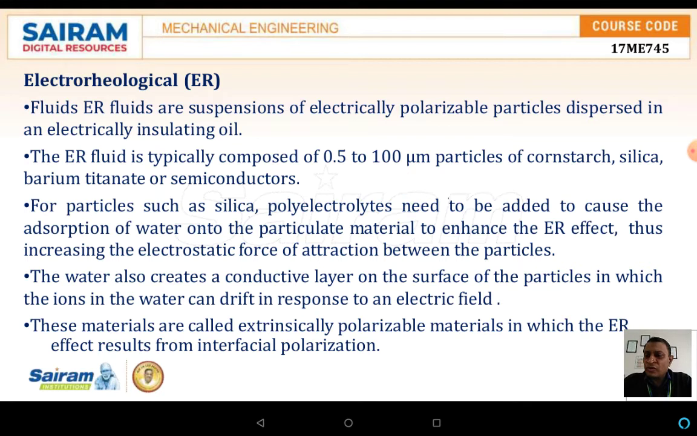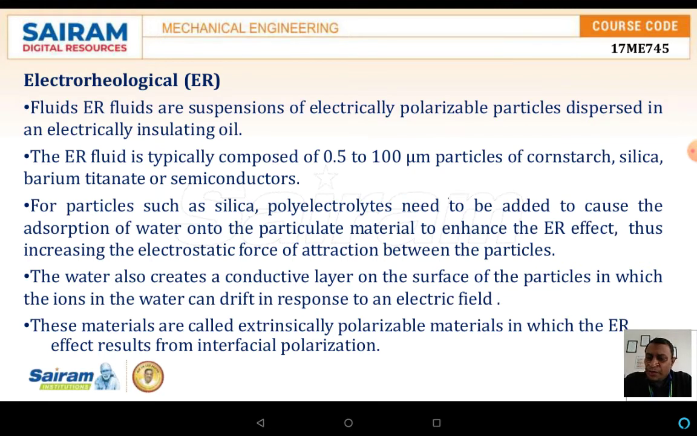Electrorheological fluids are suspensions of electrically polarizable particles dispersed in an electrically insulating oil. See, the electrorheological fluid is typically composed of 0.5 to 100 micrometer particles of cornstarch, or it may be silica, or barium titanate, or semiconductors.